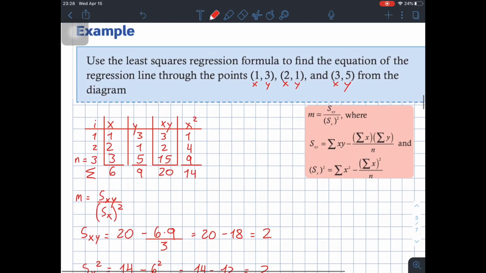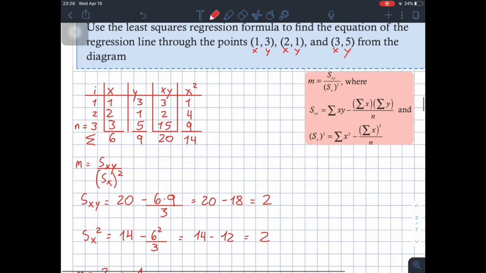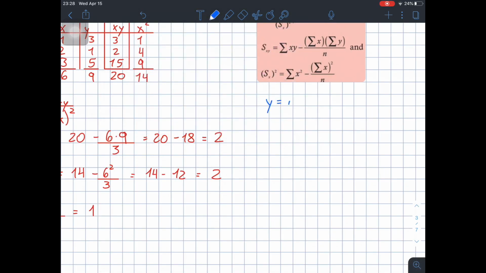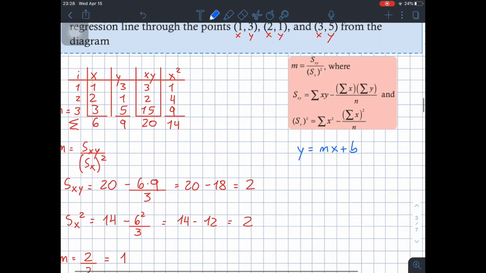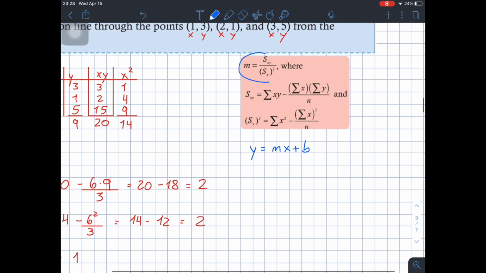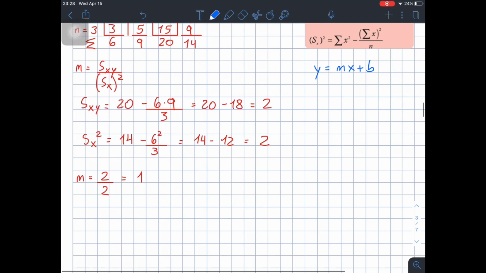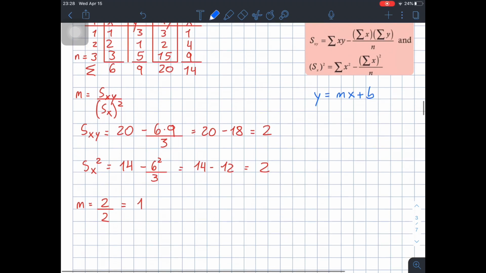So remember, the regression line equation is always, I'm going to write it here, y equals mx plus b, right? When we talk about the regression line, we call the m a also, but it's the same thing. It represents the slope. Okay, so we just found the value of m, and now we need to calculate the value of b in order to have the equation of the line.